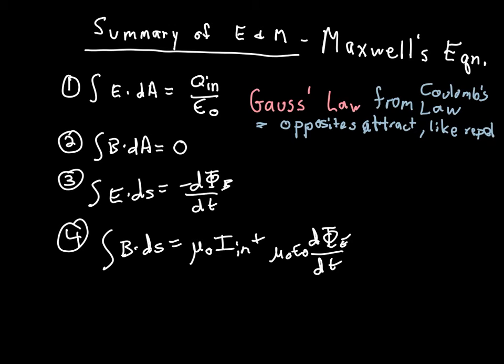Then we have our second equation. Conceptually, it means there are no magnetic monopoles. This isn't named after a particular individual. It's just a realization that there's no magnetic monopoles in nature.